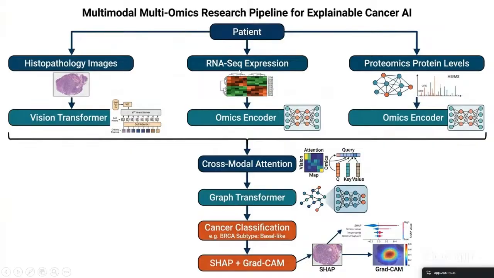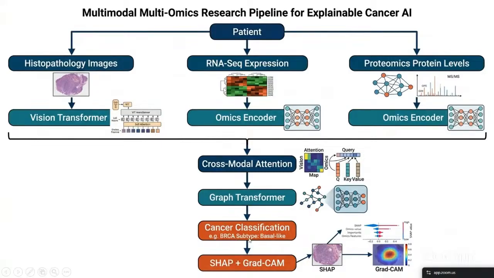Okay, and RNA sequence data can be converted using an omics encoder. Similarly, proteomics protein labels can also be converted into the omics encoder, and then use all these data together, perform cross-modal attention, and identify graphs, converting these into the graph transformer.